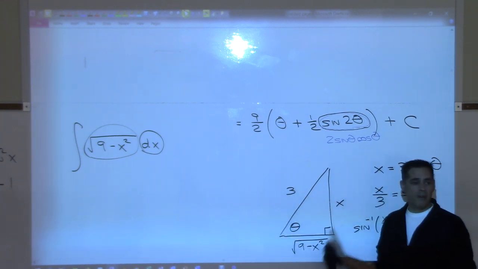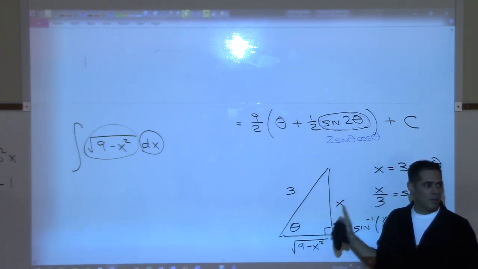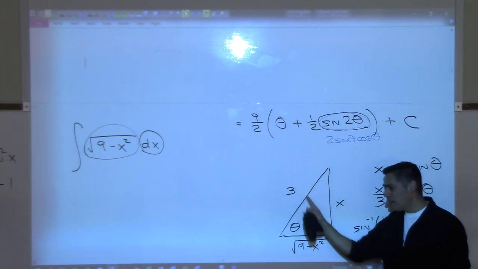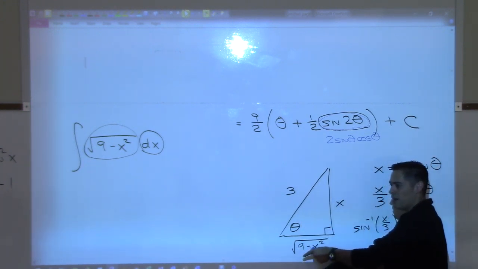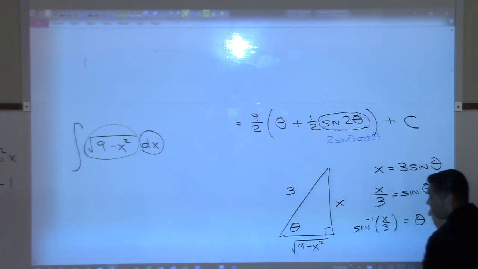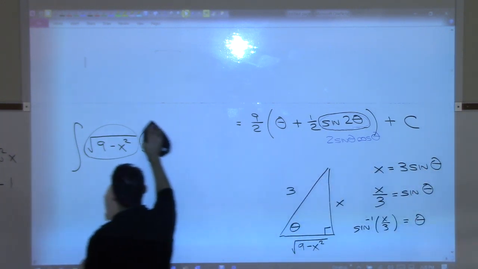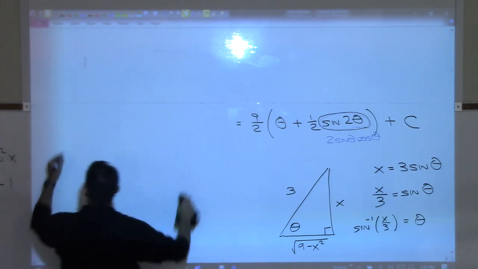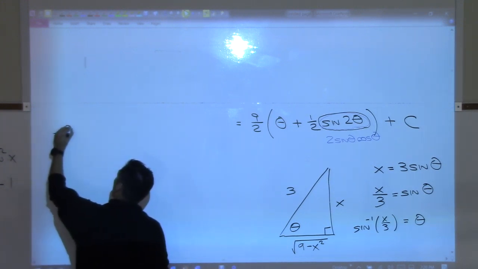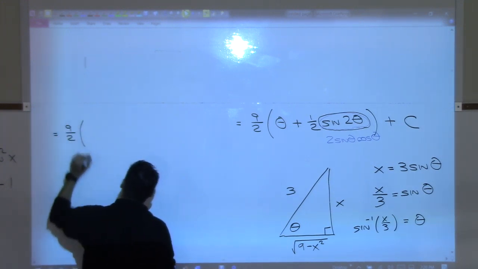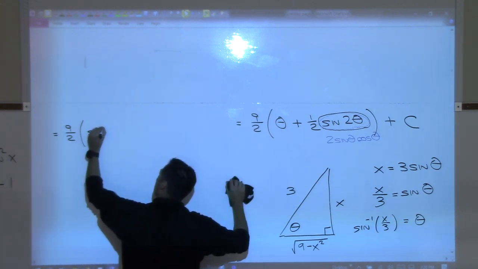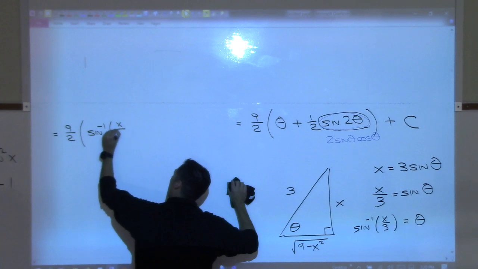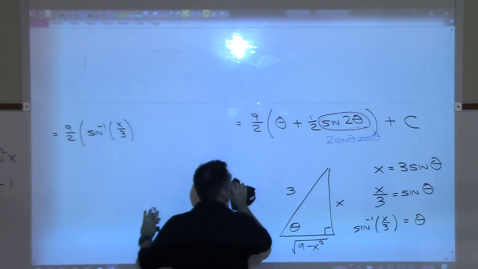We know every trig function for theta from this triangle, don't we? We know sine of theta, we know cosine of theta, we know tangent of theta. We know every trig function we could ever need is off this triangle, right? So I think I'm ready. Here's where we are. We are at 9/2 parentheses theta, which we said was arc sine of x over 3, right?